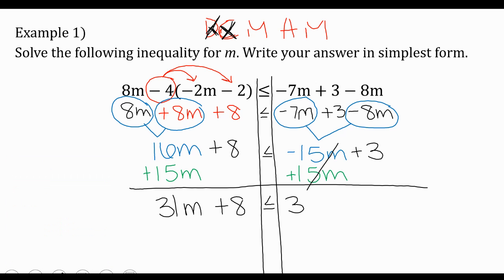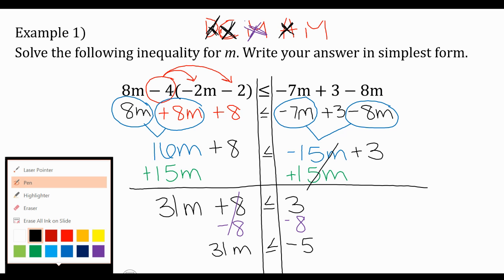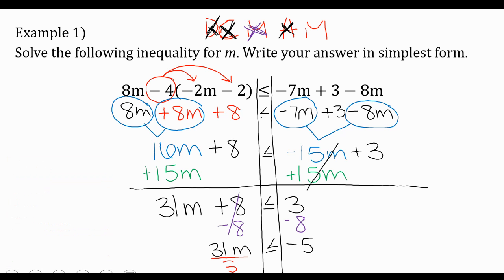All right, next step is to add or subtract constants. So I'm going to subtract this 8 on both sides. Remember, we want to get that variable by itself. So we get 31m is less than or equal to -5. Last step, let's divide. We want to get the variable by itself, like we said. So we're going to divide 31 on both sides. That cancels. So we are left with, which I'm going to just rewrite it over here, m is less than or equal to -5 over 31.